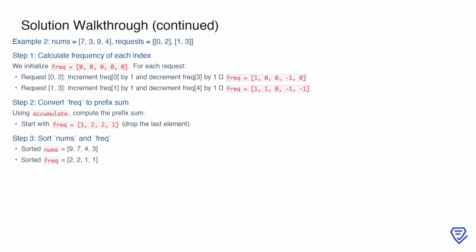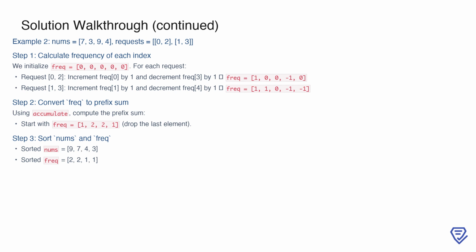For the second request, 1, 3, we increment frequency 1 by 1 and decrement frequency 4 by 1, updating frequency to 1, 1, 0, minus 1, minus 1. Next, we compute the prefix sum of this array. After accumulation, frequency becomes 1, 2, 2, 1, 0, and we drop the last element, leaving frequency equals 1, 2, 2, 1. Sorting nums in descending order gives 9, 7, 4, 3, and sorting frequency in descending order gives 2, 2, 1, 1.